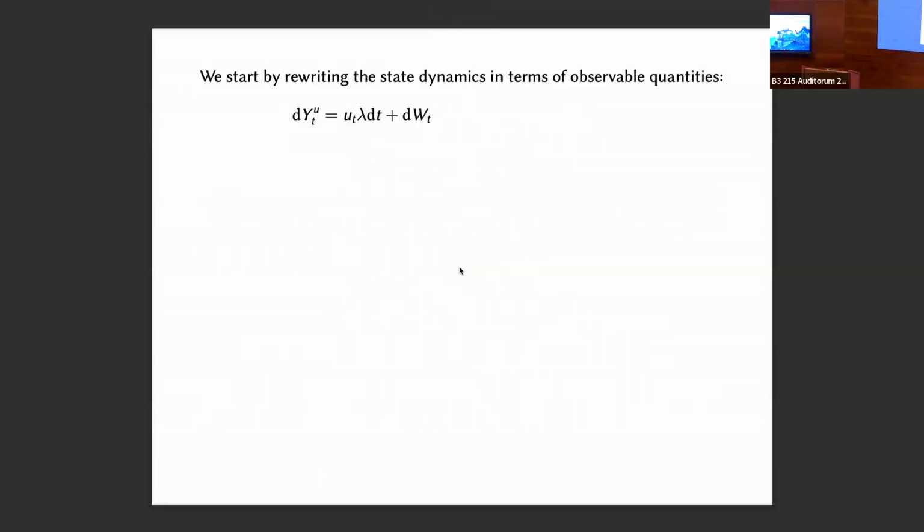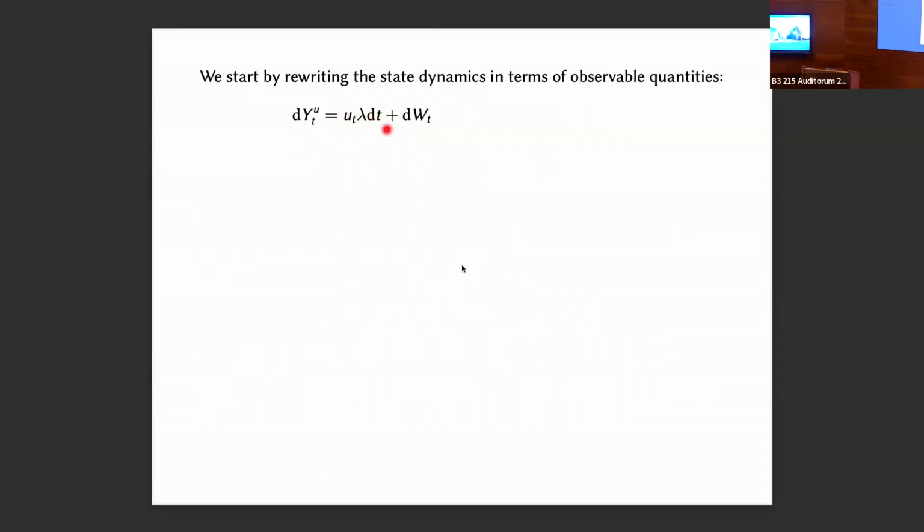So how does one do this? We start with what one always does in this partial information setting. One tries to rewrite the state dynamics in terms of observable quantities. Here, this is our starting point. Changes in Y are this is the drift, this is the Brownian motion. And now the left-hand side, I can observe. The right-hand side, each component individually, I cannot observe.